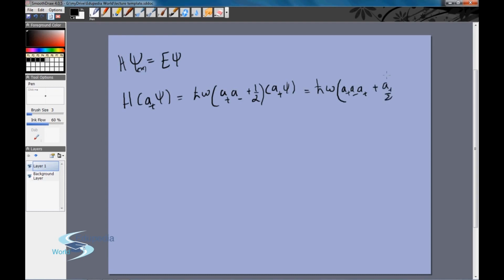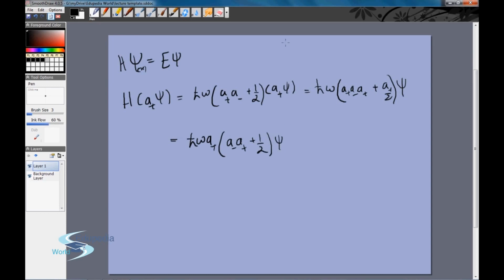a plus half times psi. And now that we can write as h omega a plus. Now we take the first a plus common. What we have is a minus a plus plus 1 by 2 times psi.